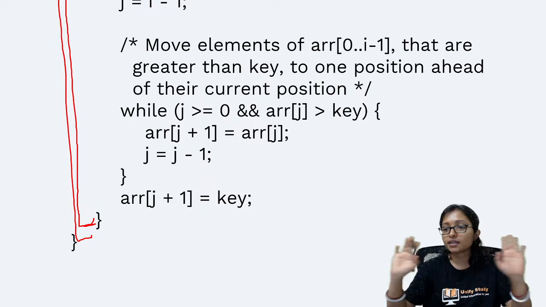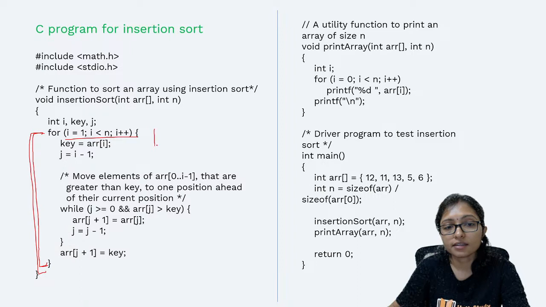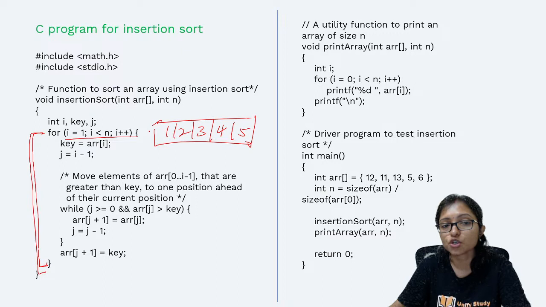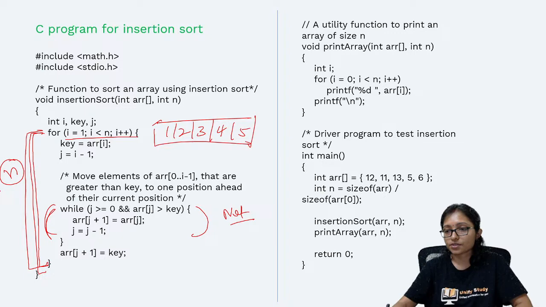And that's why, if the array is already sorted, like 1, 2, 3, 4, 5, this while loop will not execute. It will not execute, right? Only the for loop will execute. The for loop will execute n times.